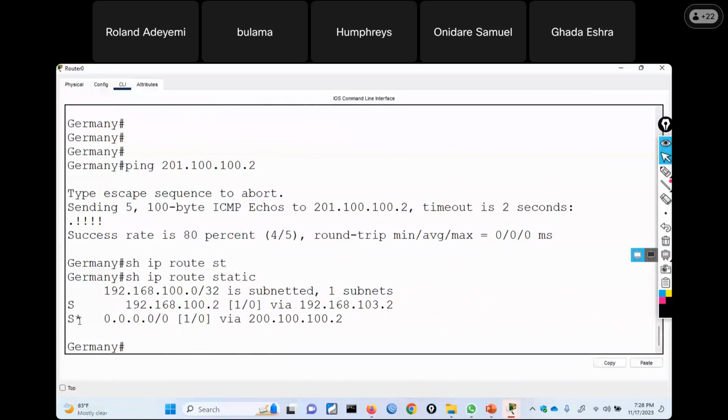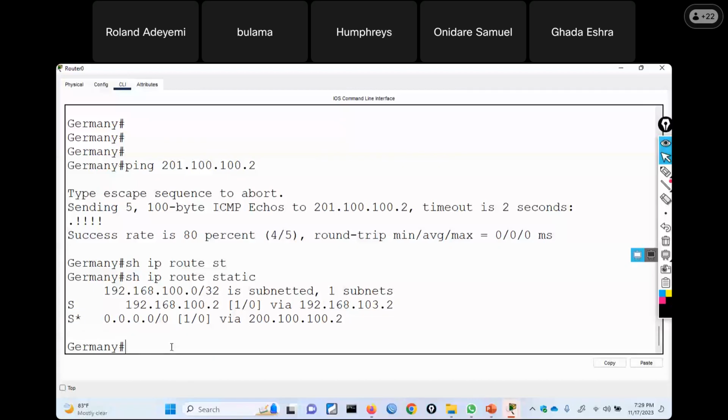Show IP route. S and asterisk. That is a default route. Regular S is a standard route or host static route. So now you see we're pointing to this service provider. We also want to have another static route because we have two legs to two different service providers.